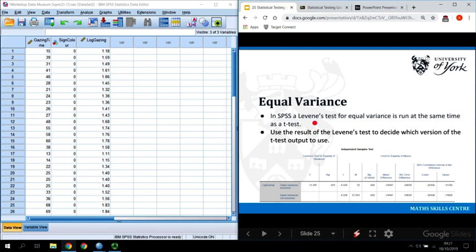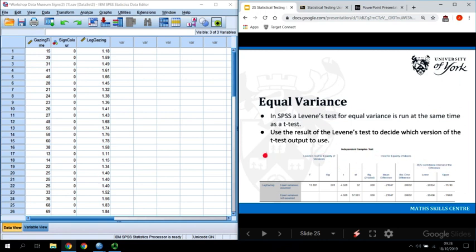So in SPSS, a Levene's test, which tests for equal variance, is run at the same time as a t-test. So you don't have to run a separate test, you don't have to tick an extra box or anything, it just automatically does it. And what you need to do is use the result of the Levene's test and decide which version of the t-test output to use. So if you don't meet the assumption of equal variance, you can still use an independent t-test, but you just have to use a different output.